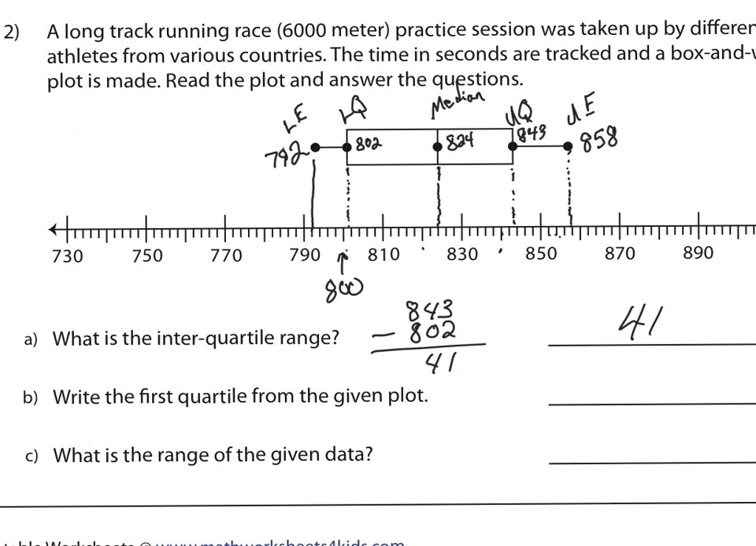Write the first quartile from the given plot. The first quartile is that lower quartile. So that is 802. And what is the range of the data? The entire set of data. So again, range is highest number minus lowest number. Okay? So when we subtract those, we get 66. And again, that's not me being a math whiz. I just happen to remember that it ends up being 66. Okay? So that is the idea.